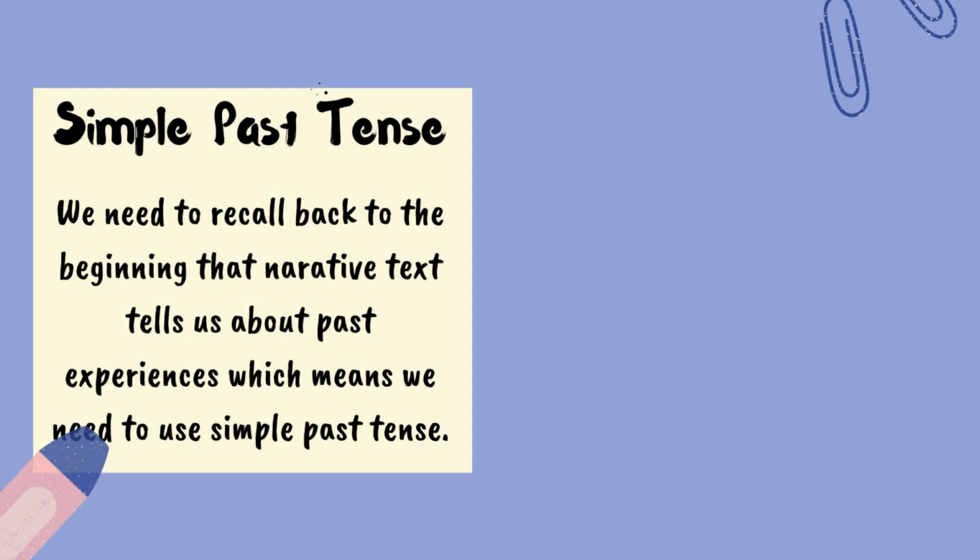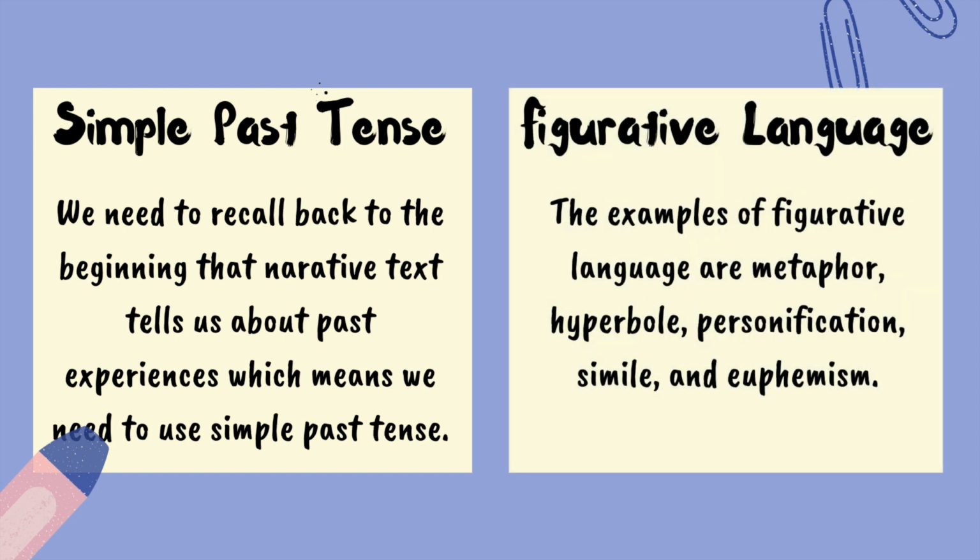The first one is simple past tense. Here, you need to recall from the beginning that narrative text tells us about past experiences, which means you must use simple past tense. The second one is figurative language. The examples of figurative language are metaphor, hyperbole, personification, simile, and euphemism.